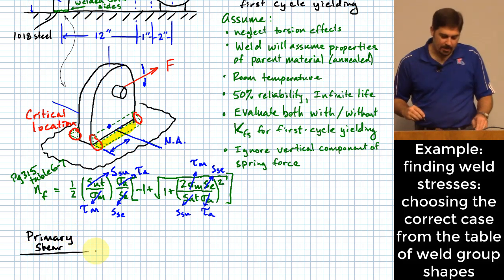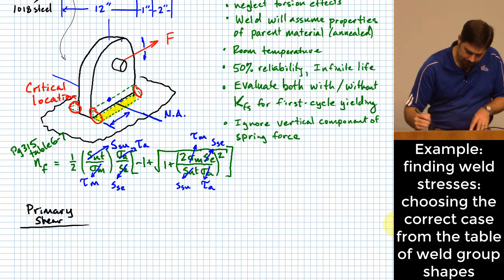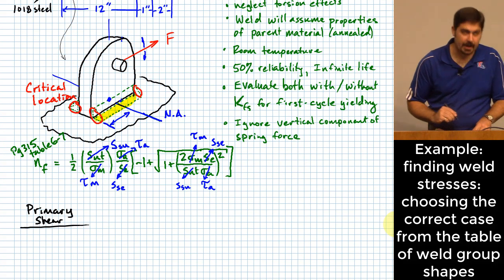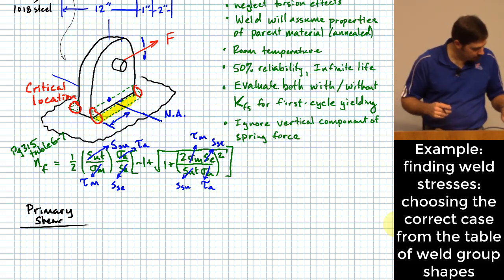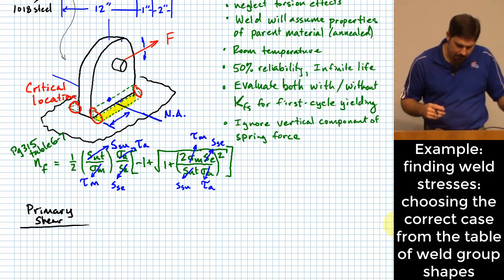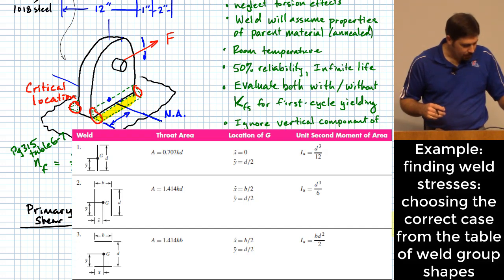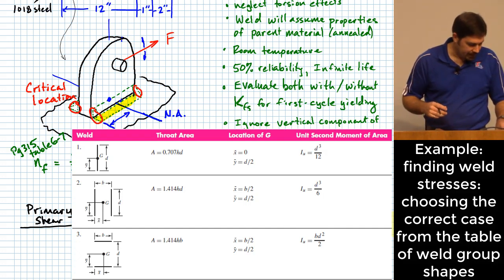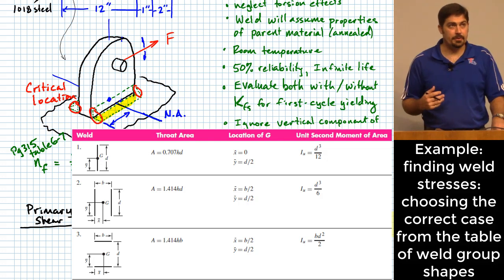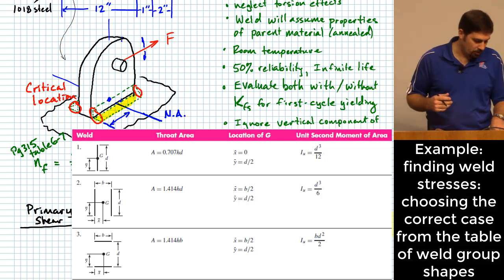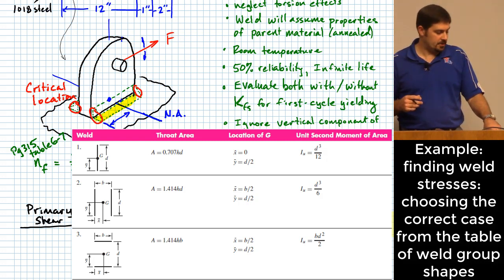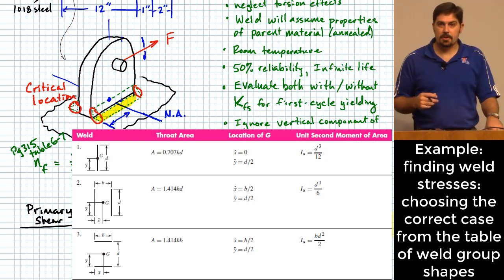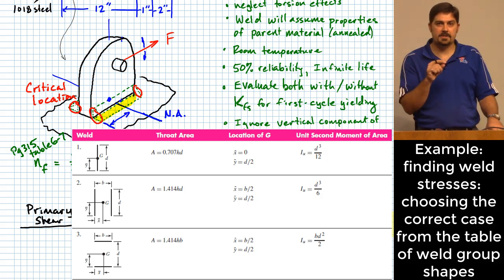Okay, for primary shear, it's fairly simple. All you do is take the area of the throat of the welds. To get that area, you go to table 9.2, and I'll point out something real quick. Remember, table 9.2 has a footnote saying that for each of these groups of welds, you assume the moments are applied about a horizontal axis through the group shape that you see there.